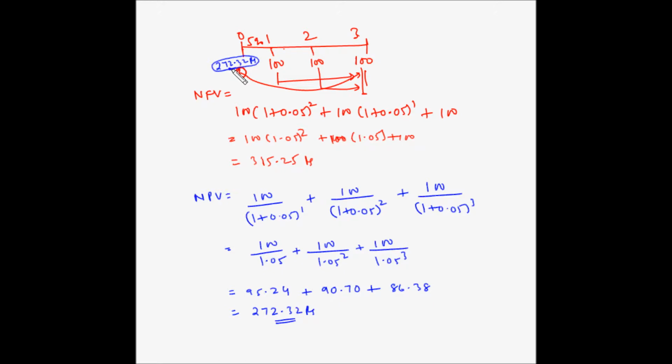So now this can be used to find out the net future value of this cash flow stream, because the future value of 272.32 rupees at 5% for the next 3 years will be the same as the future value of this cash flow stream. So now the net future value is equal to 272.32 into bracket 1 plus I, so 1 plus 0.05, which is 1.05, to the power n. N is the tenure, so 1, 2, 3. So this is being compounded for 3 years.